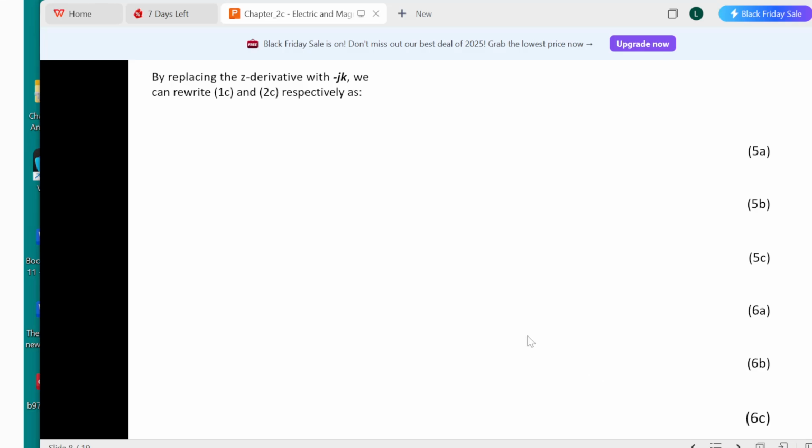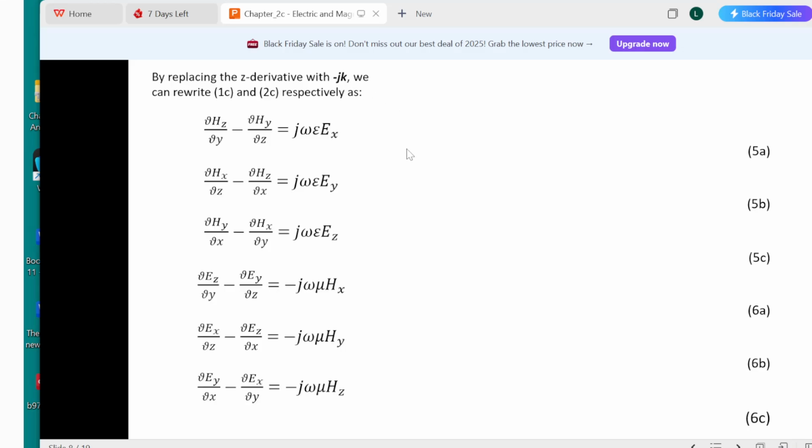This is the way how we continue with our analysis. So we replace all the puzzle Z with minus J of K. And what we got is like this. From equation 1C to 2C.